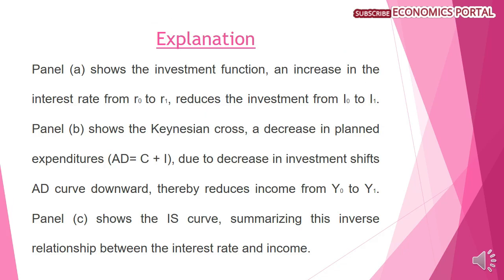This is the explanation I gave to you about the diagram, the graph. The panel A shows the investment function. An increase in the interest rate from R naught to R1 reduces the investment from I naught to I1, and the panel B shows the Keynesian cross, a decrease in planned expenditure due to decrease in investment shifts AD curve downward, thereby reduces income from Y naught to Y1. And the panel C, the last one, shows the IS curve, which summarizes that an inverse relationship exists in rate of interest and income.